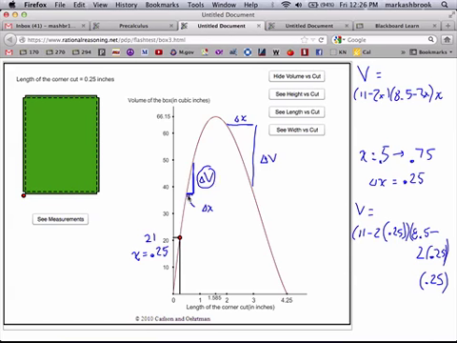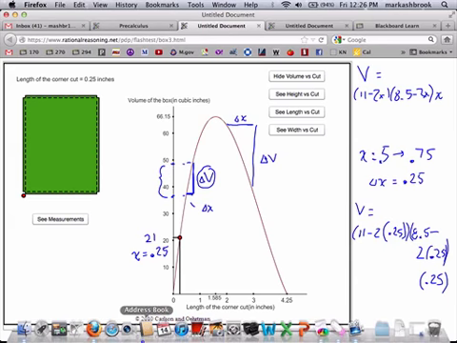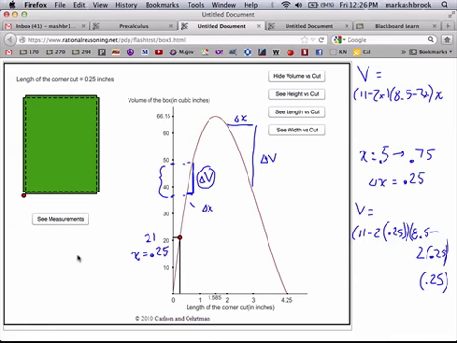Plug in 0.5 for x and get this one and this, okay? And then we'd also plug in 0.7 and get this one. Right there, that's your change in volume, and subtract. So we'll just do it real fast. So it's going to be different than 21, right?